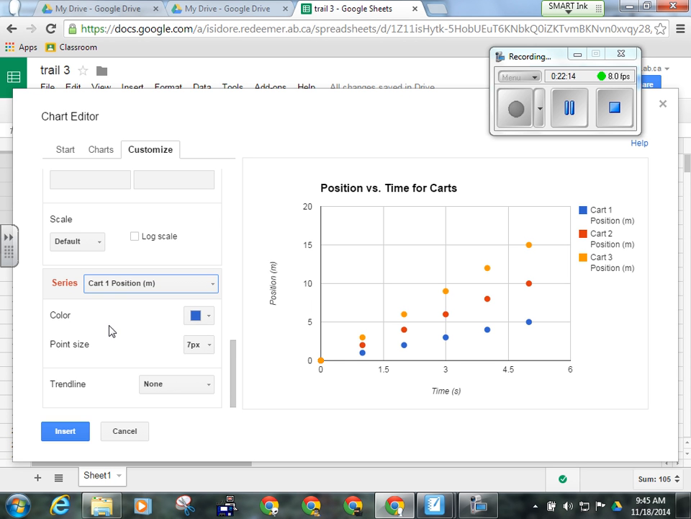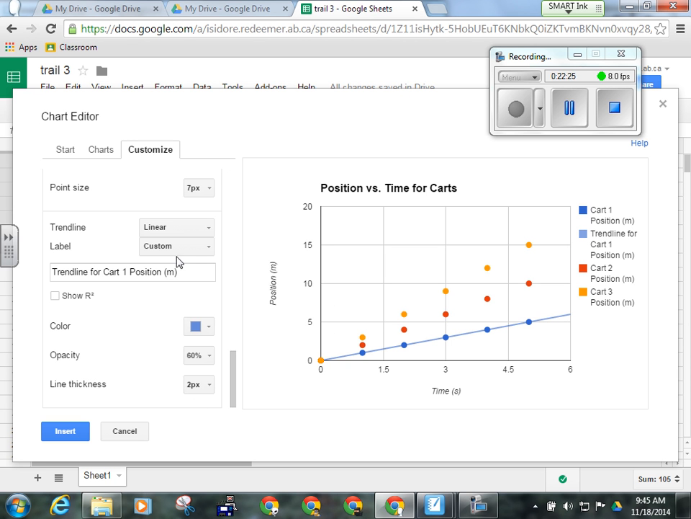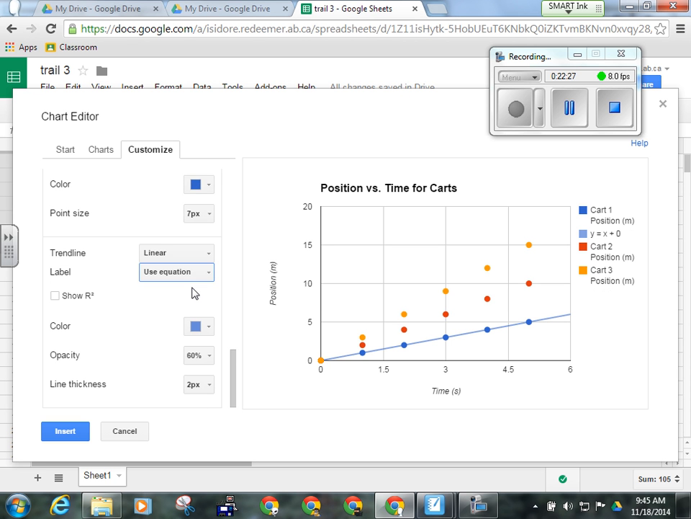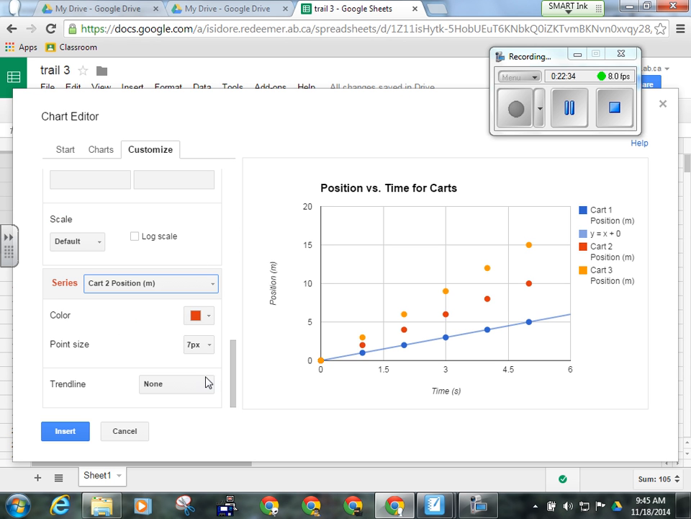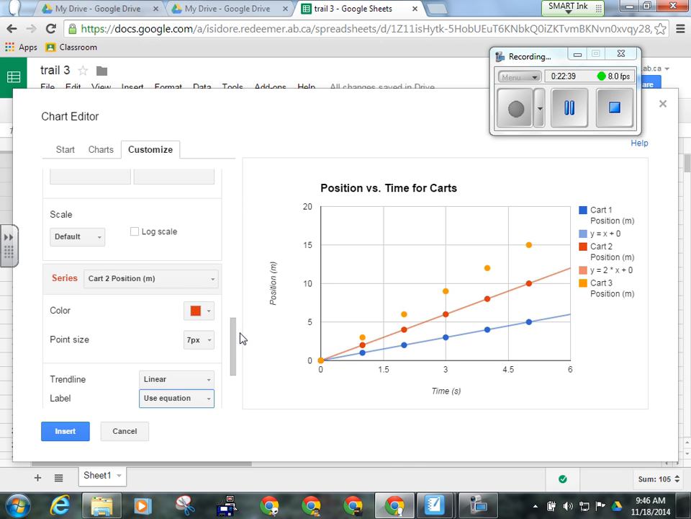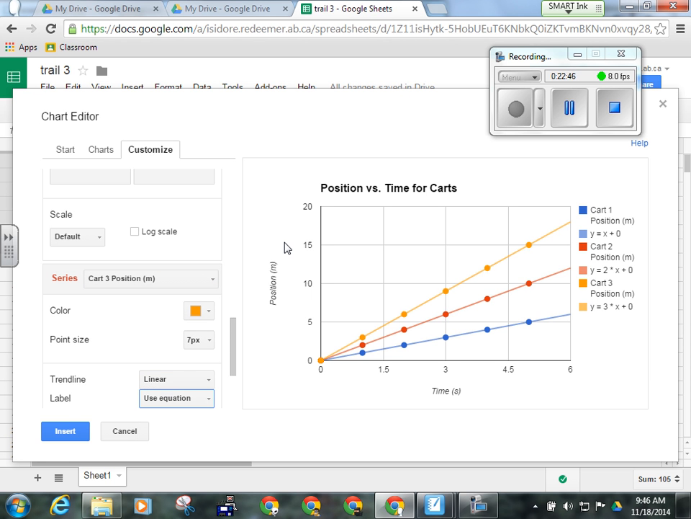So now we go down here and we go to trend line. This is linear, so I click on linear. It draws the trend line for cart 3. Then I tell it that I want all those same things that I had before, like the equation for its line. Then I go up and do the same thing for cart 2. Trend line is linear, and I want the equation on there. It'll draw it in. Same thing for cart 3. I want the trend line, and I want the equation for it. Boom. Now they're all on there, and I've got 3 sets of data.